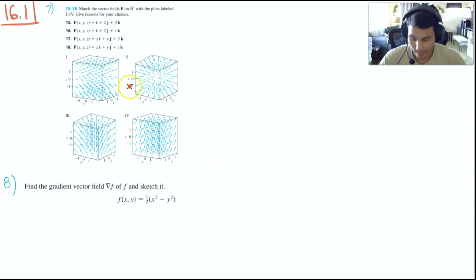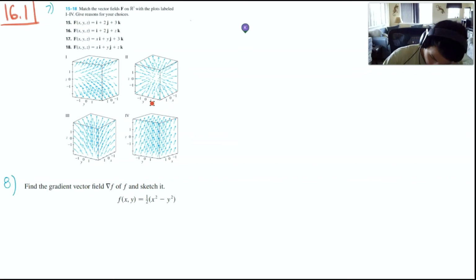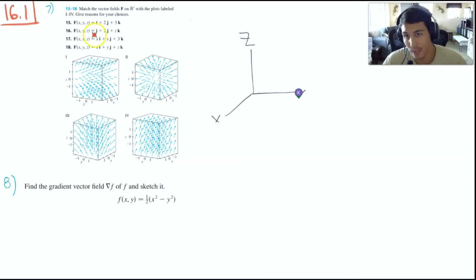So if we had to think about that, let me just restart my tablet real quick. Okay, now my tablet's working. So this is just for number 15. I'm just going to think about this just for number 15 here, the vector field for number 15. So I'm going to use a blue.